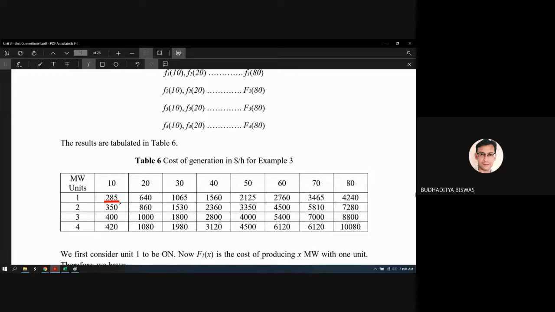This is F1(10). What is F1(10)? F1(10) is the cost of generation of 10 megawatts when unit 1 is alone. So these are all the data when unit 1 is alone operating. Okay, this is for 20, this is for 30, this is for 40, 50, 60, 70, 80. These are the F2 units, the cost of generation of the unit when unit 2 is alone.